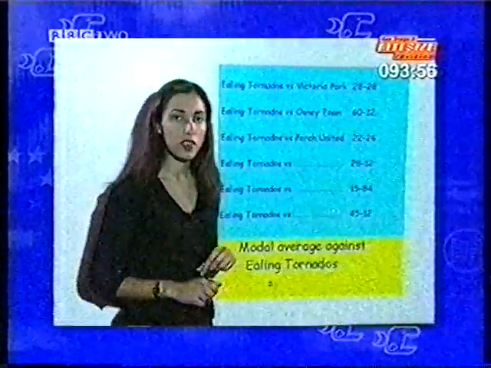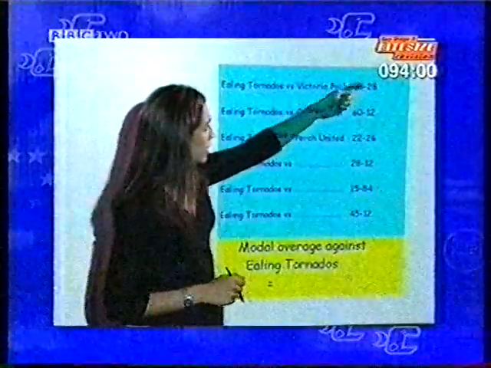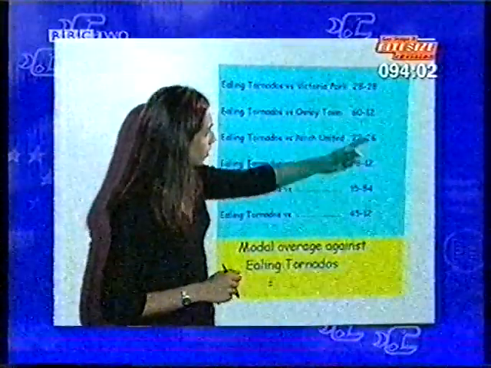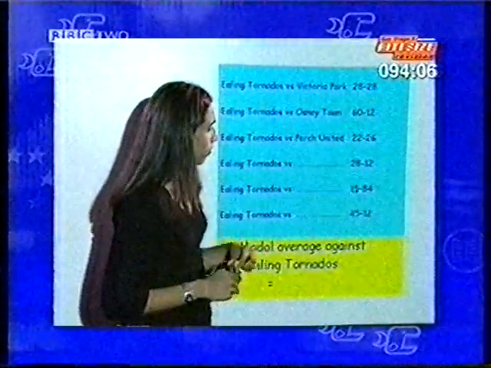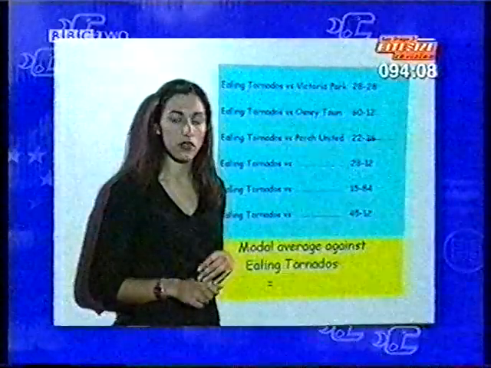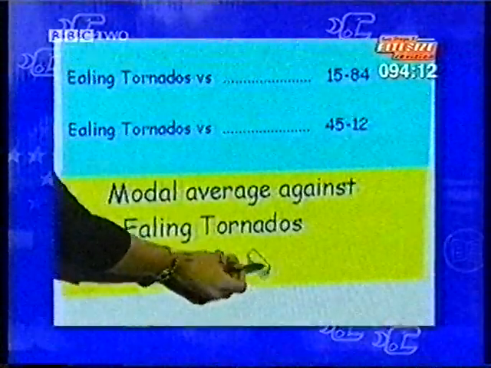Now let's look at the score for the opponents of the Ealing Tornadoes. We can see that they scored 28 once, 12, 1, 2, 3 times, 26 once and 84 once. So the score that occurs the most often is 12, and therefore the modal average against the Ealing Tornadoes is 12.